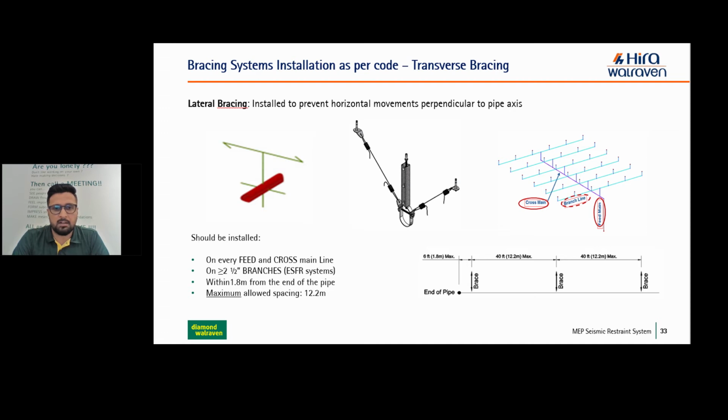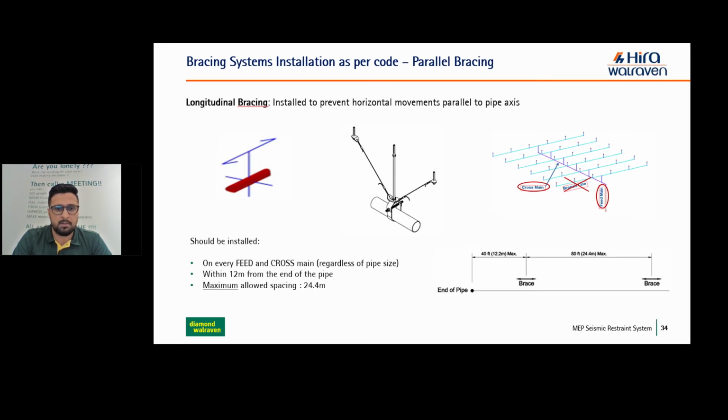And every feed and cross main line needs to be braced, and for branches we have certain criteria: for more than 2.5 inch, it should be braced, and the first brace should be 1.8 meter from the end of the pipe. Then we have longitudinal bracing. Longitudinal bracing has its own criteria to put the supports. It has a criteria of 24.4 meter, the maximum distance or span between the supports. It could be less, depending on the condition.